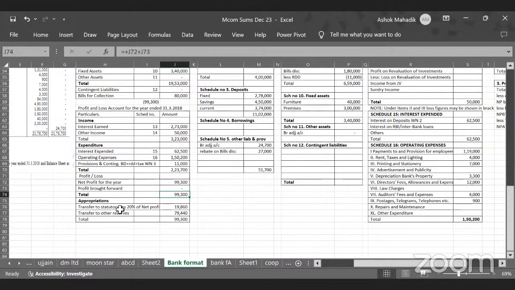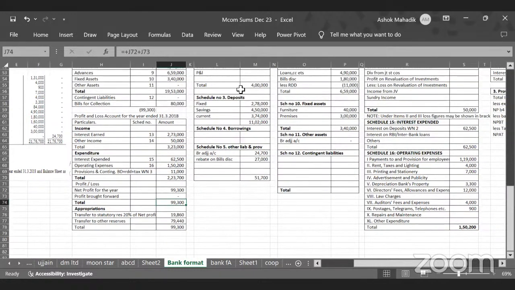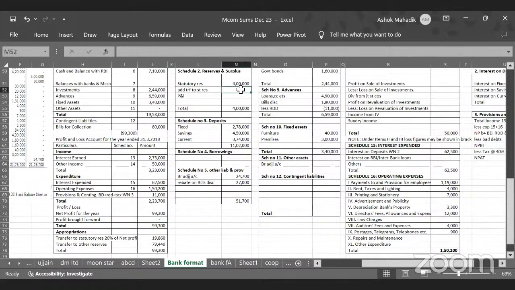So we are transferring 20%. You can even transfer 25%, which comes to 19,860. So this will go to schedule number 2. Right. Let me connect that. In schedule number 2, add the transfer to this. You can see here, I'm connecting that to this figure, 19,860. Right.